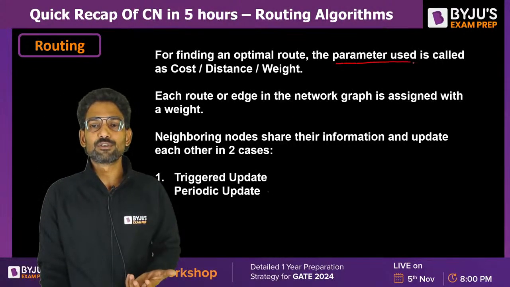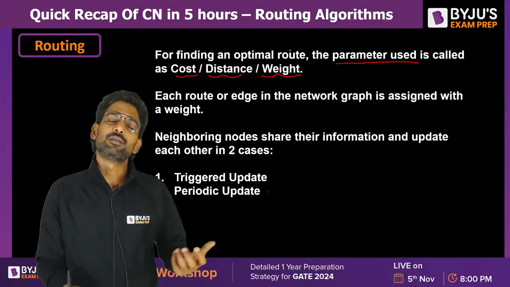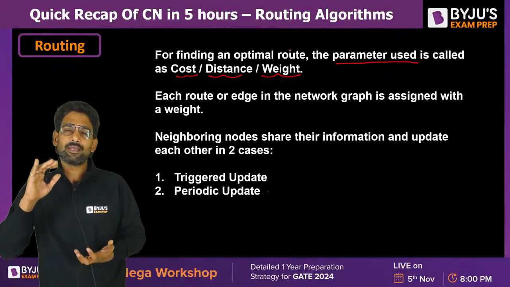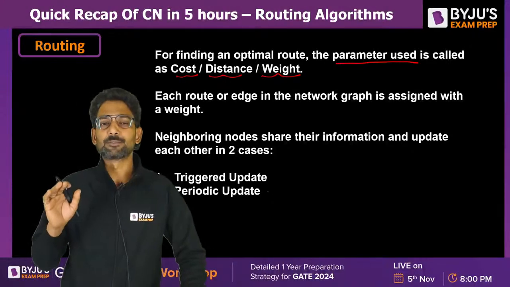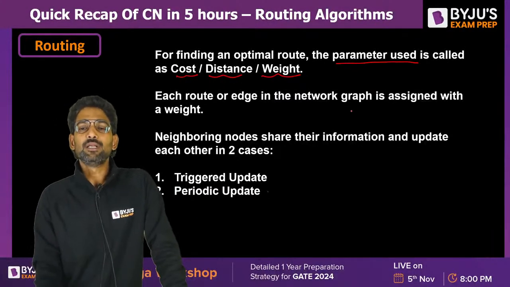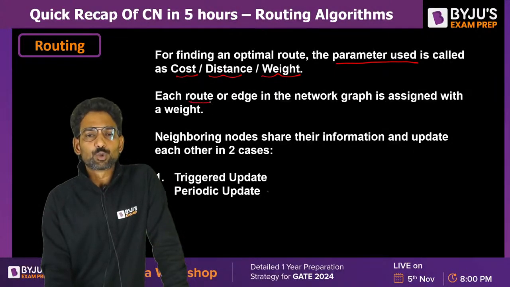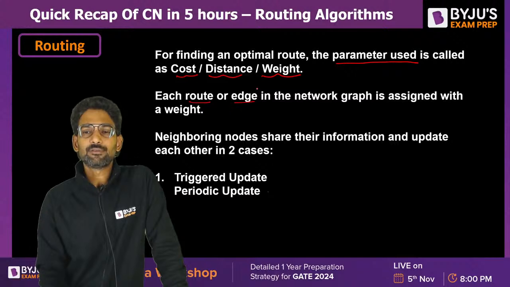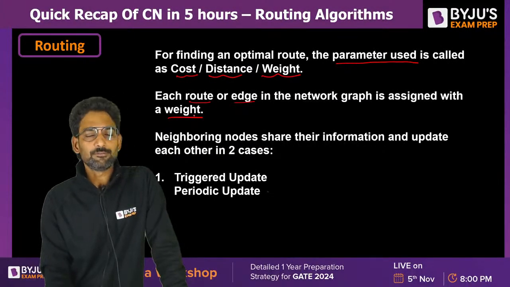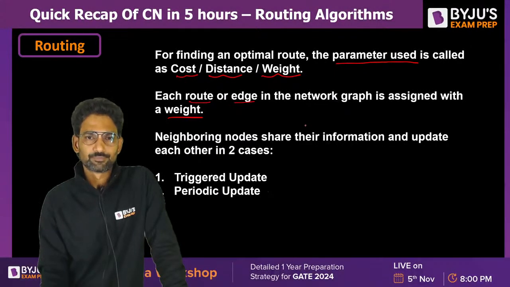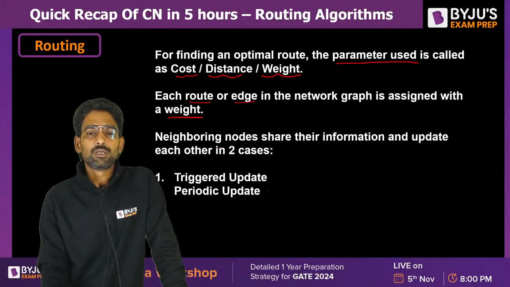The parameter used for routing is generally cost or distance or weight. May not be by every algorithm, but this is the most trusted parameter for finding the optimal route. What is this cost or distance or weight? Every route or edge in the network graph is assigned a weight, and that need not be unique. You can have duplicate weights also. In different routes, same distance is possible, right?